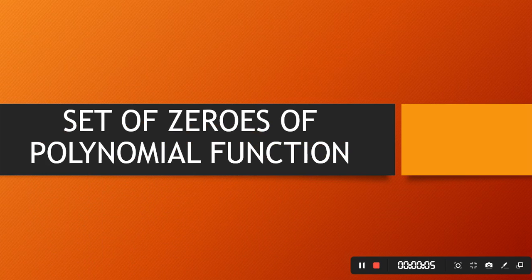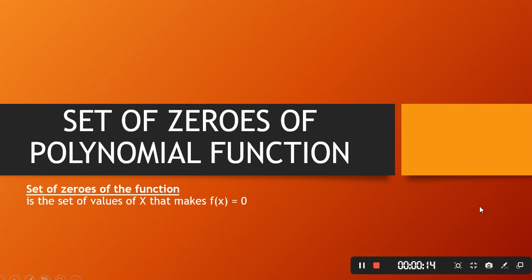Our lesson today is the set of zeros of a polynomial function. We studied the polynomial function in the first term. The set of zeros of a function means the set of values of x that make the function f of x equal 0.